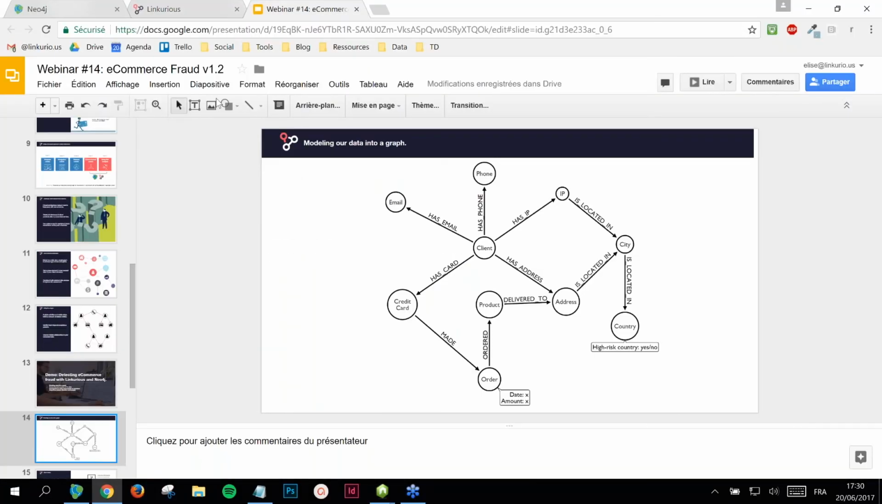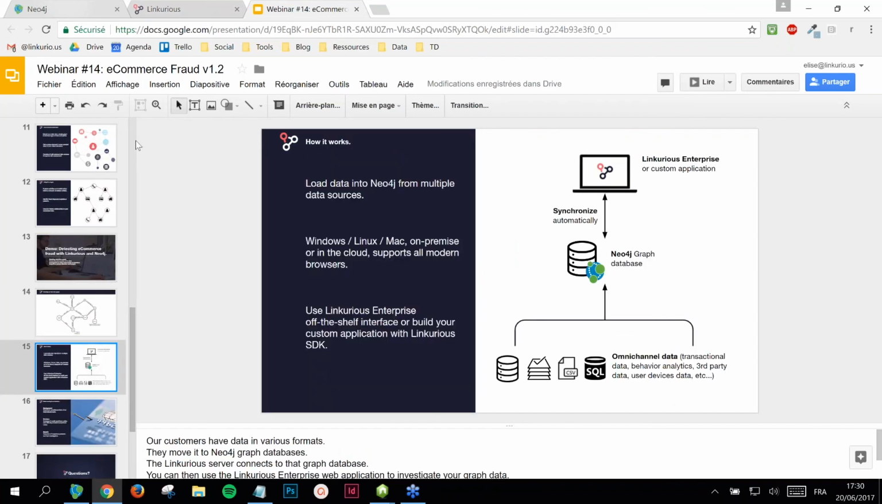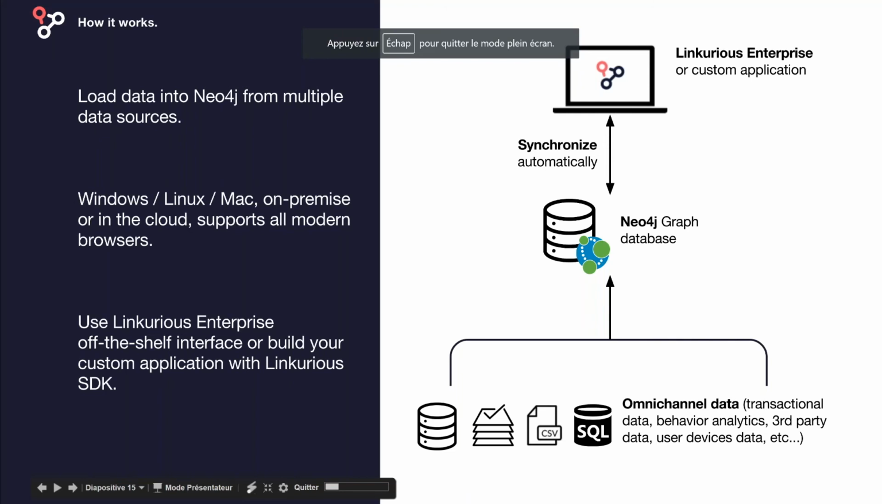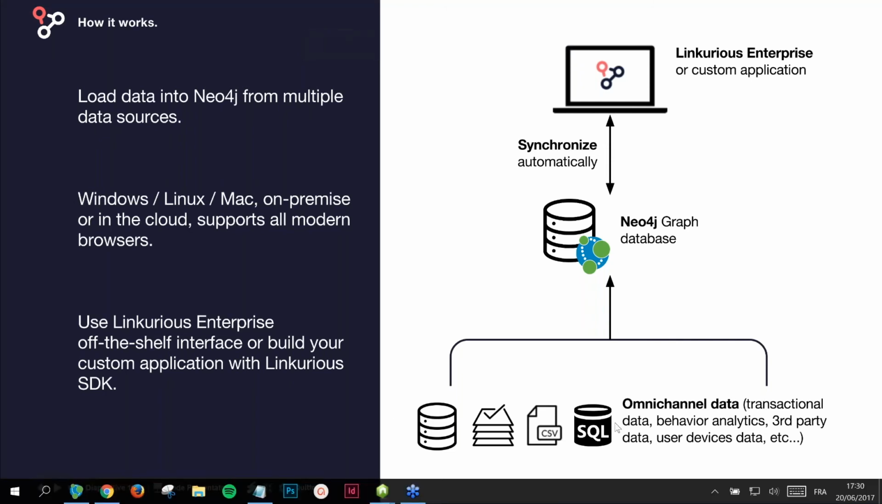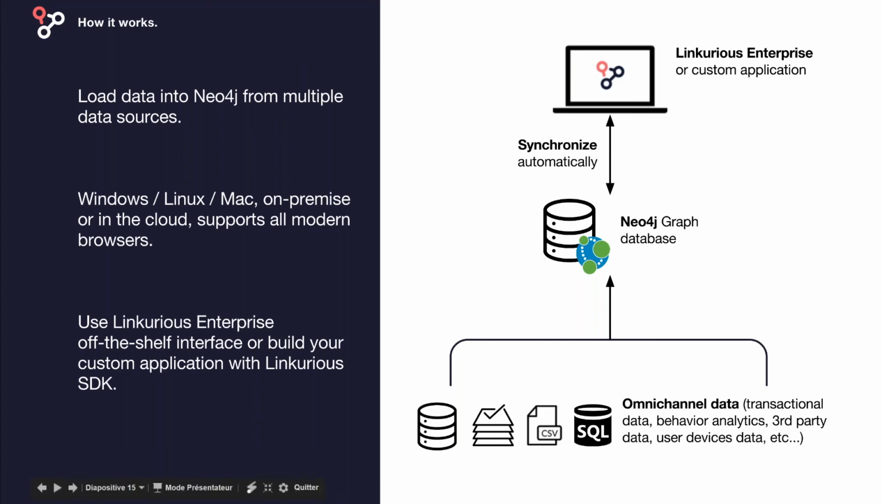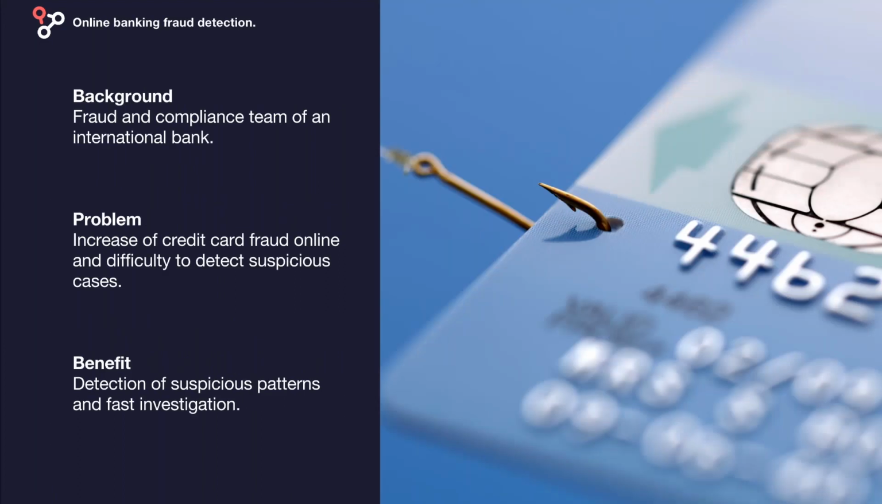So I'm going to come back here to the quick presentation to conclude. So to sum up how everything works. Our customers have data in various formats. They move it into a Neo4j graph database. The Linkurious server then connects to that graph database. You can then use the Linkurious Enterprise web application to investigate your graph data. And you can use our SDK to add graph features to new or existing applications. Using our SDK, you have access to the Linkurious Enterprise API and to our Ogma JavaScript graph visualization library.